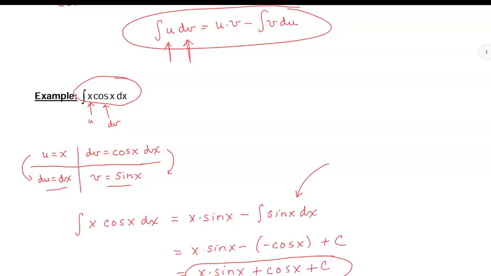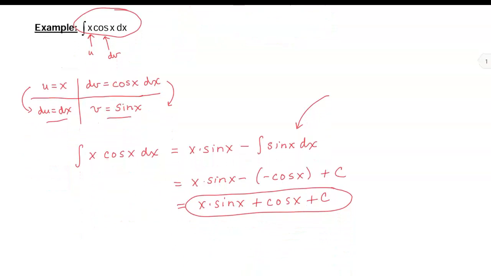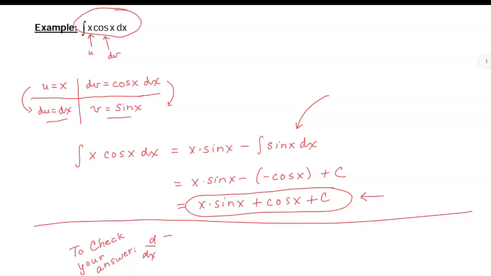If you want to check your answer to see if you are correct, you could take the derivative of your answer and see if you get x cosine x. So to check your answer, you don't have to do this, but this is how you would do it. Take the derivative with respect to x of x sine x plus cosine x plus c. Product rule on x sine x.